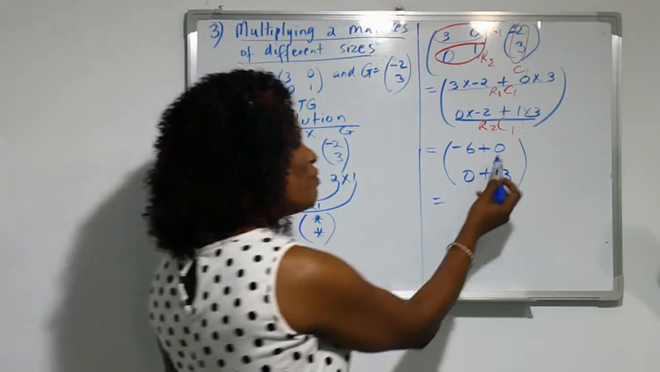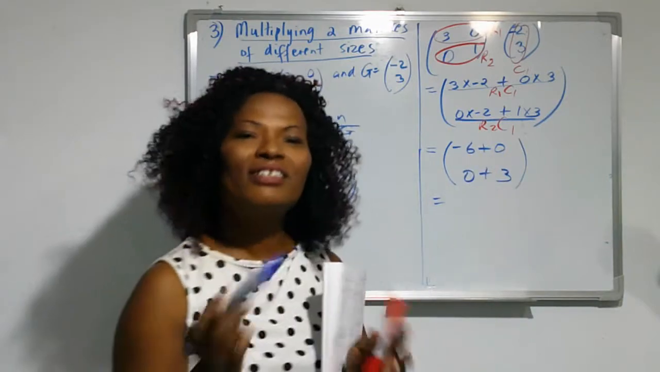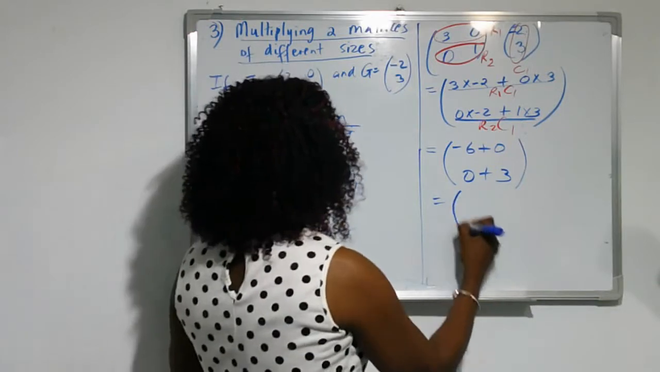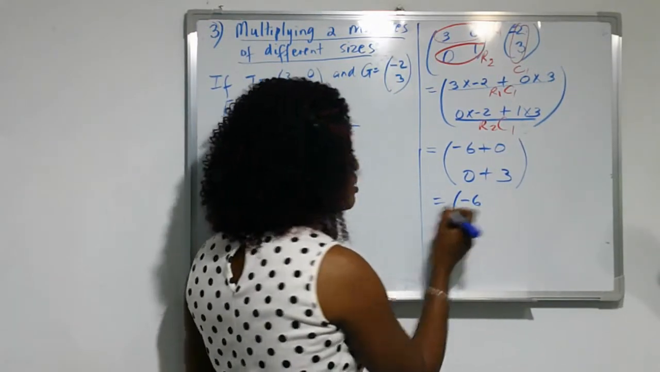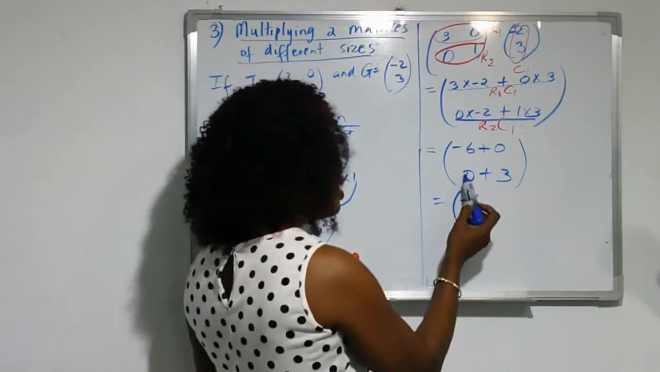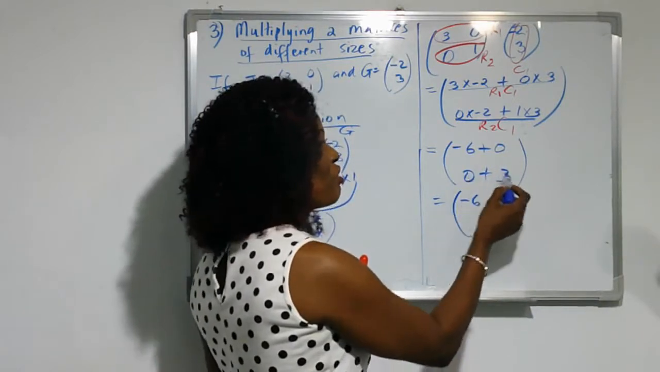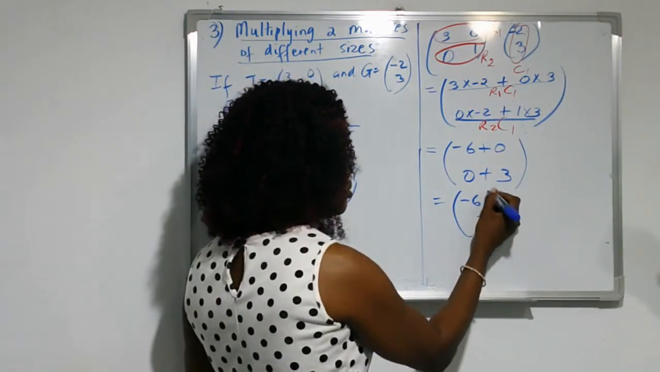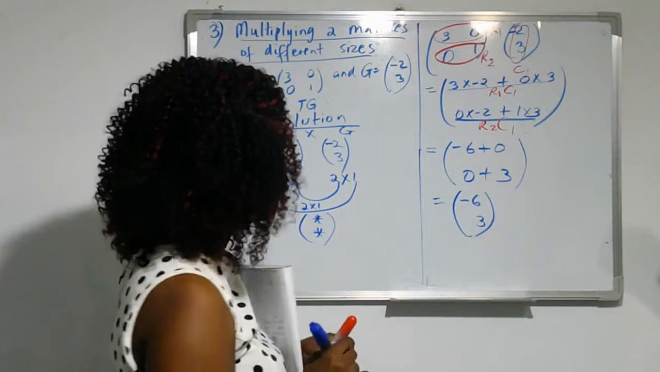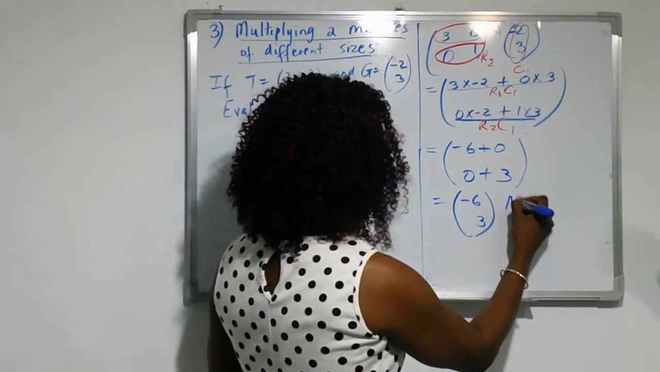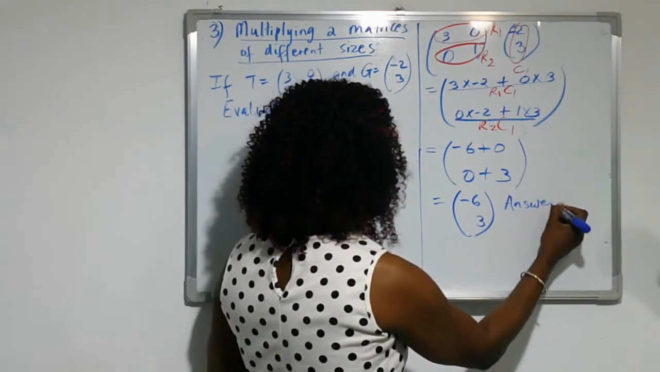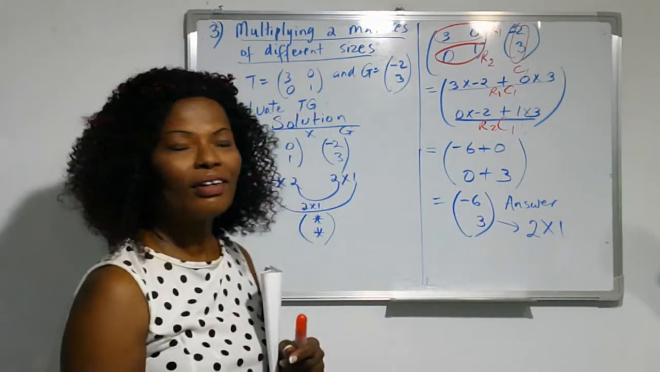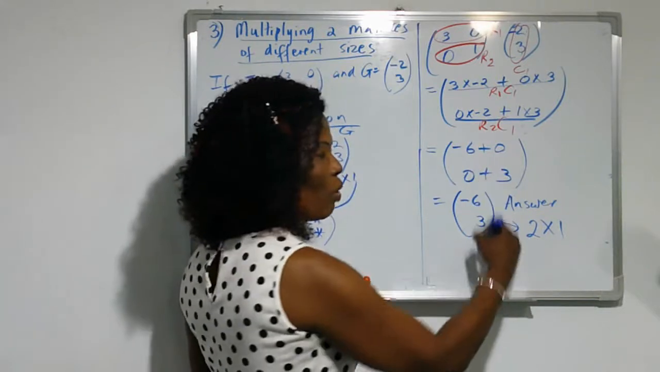Again, you don't have any money and you owe somebody $6. Do you have any money? Not at all. So you still owe that $6. And now you don't have any money. 0 plus 3 is 3. So we're adding 0 plus 3. Everybody knows that that is 3. And that's the final answer. Is this a 2 by 1 matrix? Check. Yes, 2 rows and 1 column.